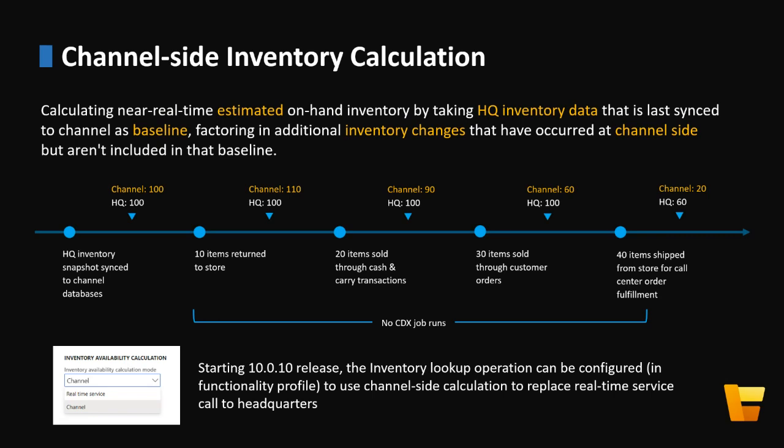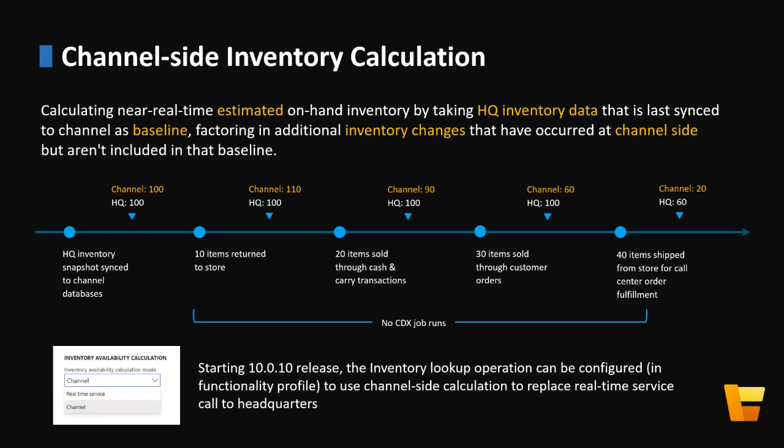Let me use an example to explain the formula. Now, assuming the most recent product availability job run syncs 100 on-hand quantity of a product from headquarters to the channel. And then we also assume that after that, within a certain period of time, no CDX jobs have been executed to exchange the data between headquarters and the channel.